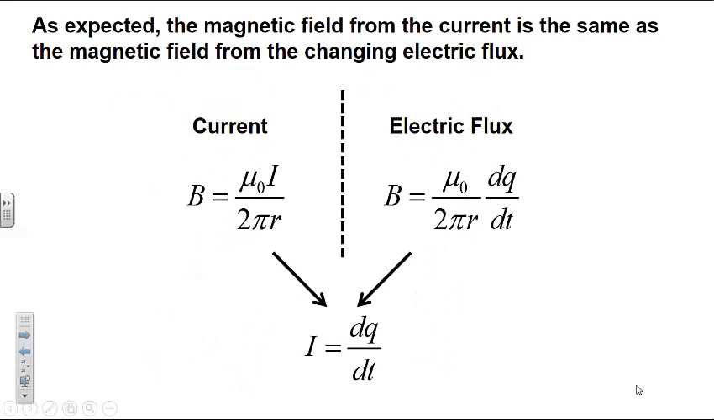Furthermore, the magnitude of the magnetic field from the current is the same as the magnitude of the magnetic field from the changing electric flux. We will see later when we discuss electric circuits that this is also a result of energy conservation.